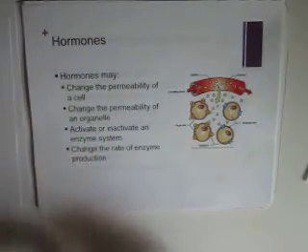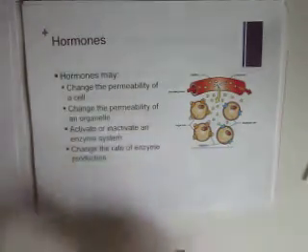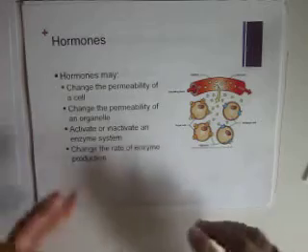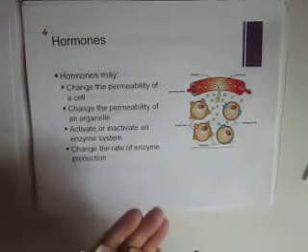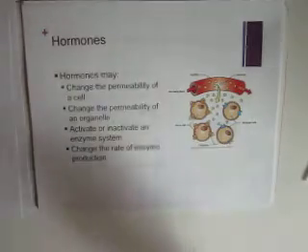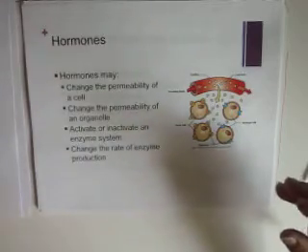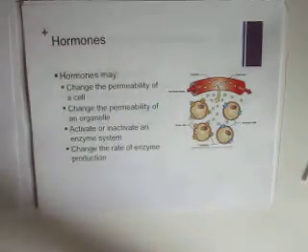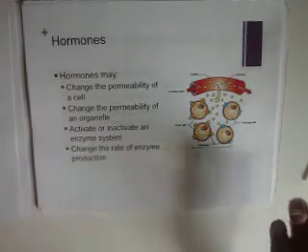Permeability of an organelle. We made our little organelles out of candy. Remember, we had the Golgi apparatus, we had our ribosomes, and we had all those different kinds of endoplasmic reticulum, rough and smooth. They can change the permeability of those organelles too, making them do more of one thing. Maybe they increase the rate at which proteins are made on the endoplasmic reticulum.